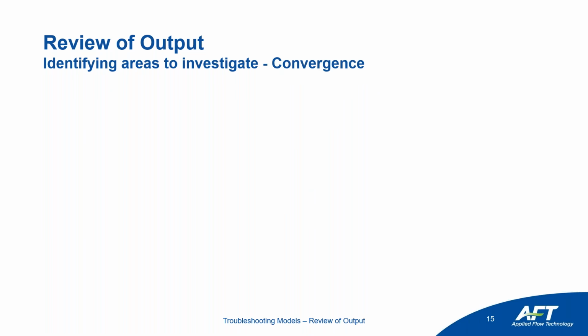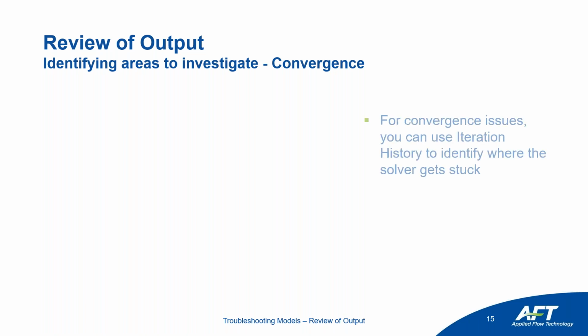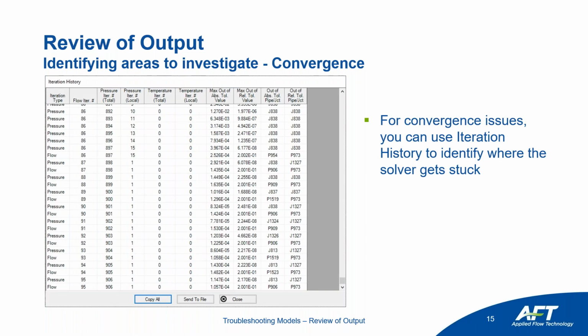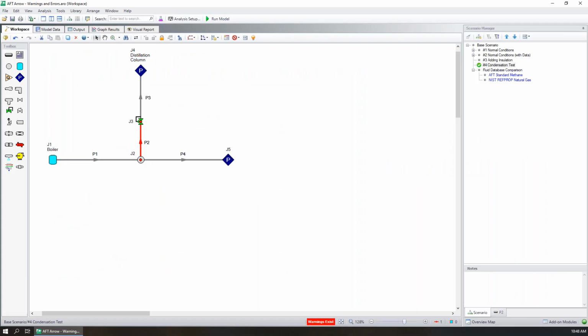So if you have a model that's running for many, many iterations and taking a relatively long time, what you can do is use what we call the iteration history, and that can identify where the solver has gotten stuck. So here you can show the different pressure iterations and the flow rate iterations. And then it'll also tell you out of these pipes and junctions, which is the most out of tolerance or which is the furthest from converging. So to do this, we'll do a little example about fluid databases as well.